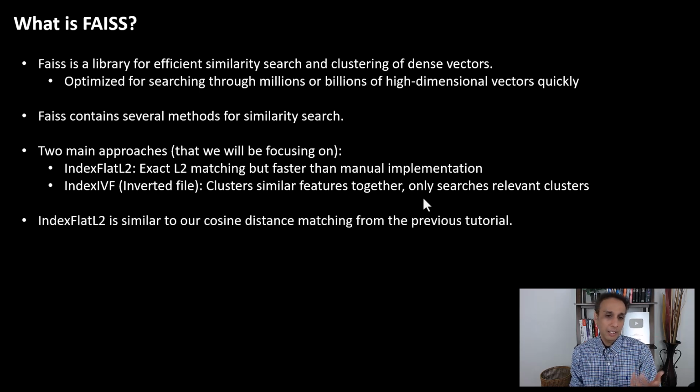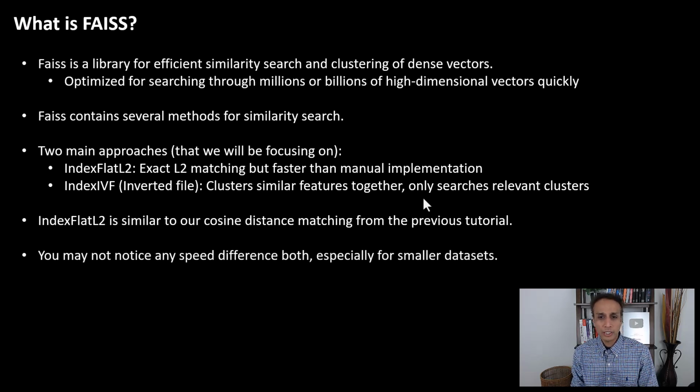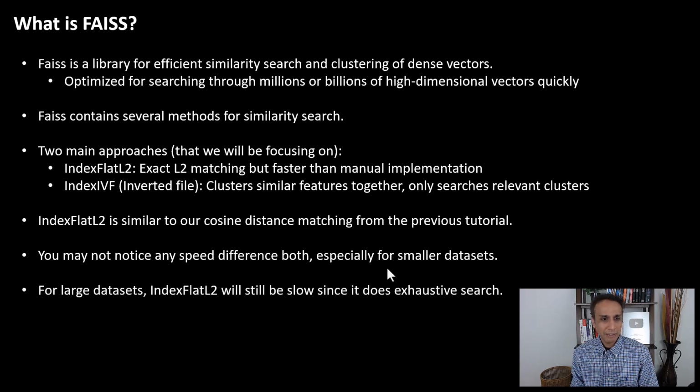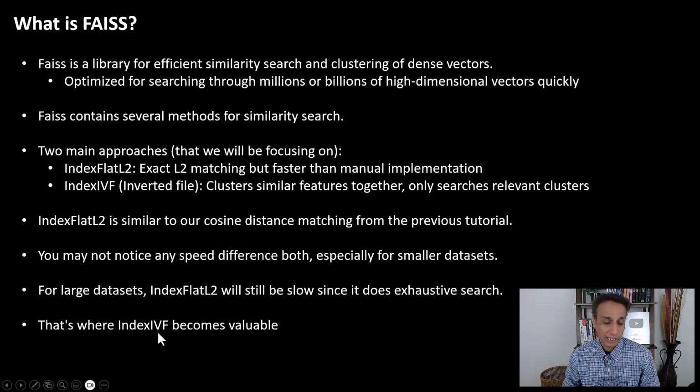So I already mentioned, it's similar to our cosine distance matching, which means you may not notice any speed difference. I'm talking about flat L2, the first one here. Especially for smaller data sets, you may actually find no difference, or in fact, you may find the cosine being a bit more efficient than this approach. But that's why flat L2 is okay. But for large data sets, you absolutely need IndexIVF, if you really care about speedy results.